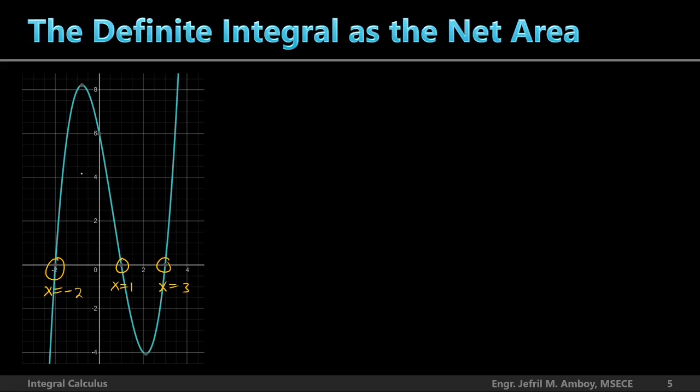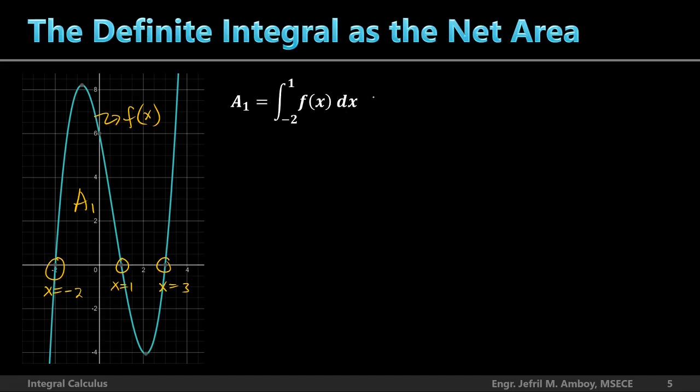Kapag nakita natin na yung function ay may part na nasa ibabaw at may part na nasa ilalim, ang makukuha nating area ay net na area. I-add mo yung dalawa, positive at saka negative. So kung sino ang mas malaki, siya ang magwawagi. So for area 1, ito yon, area 1, that is the integral of course, the given function. Kung ano man yung equation niya, f of x na lang siya. So this area 1 is equal to the integral of the function from, okay, this is the lower limit, from -2 to 1.